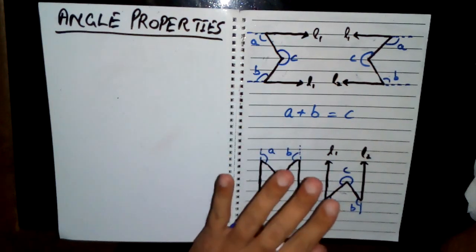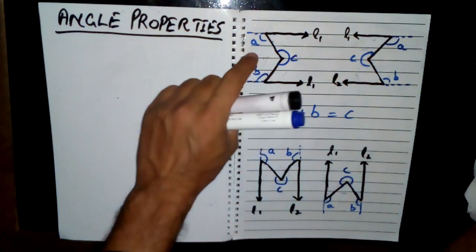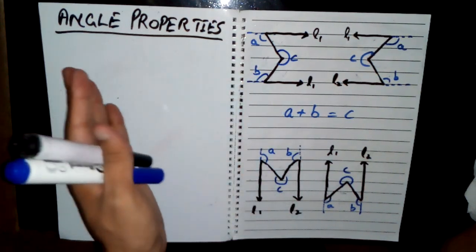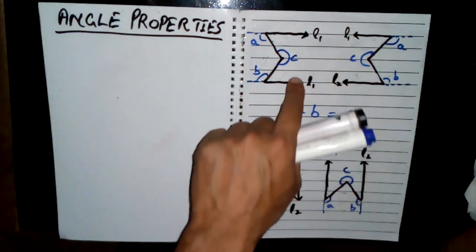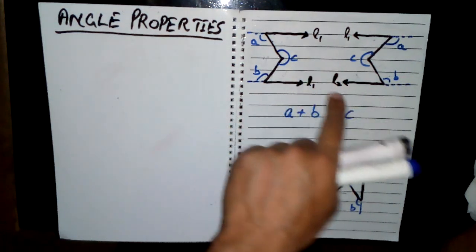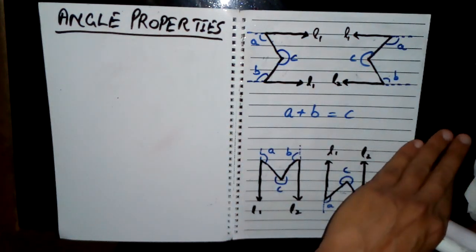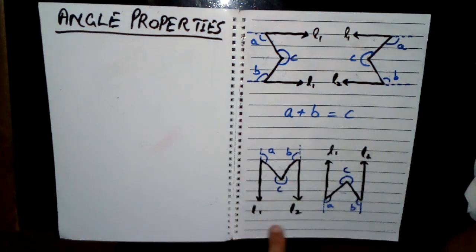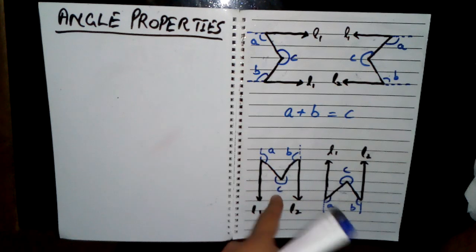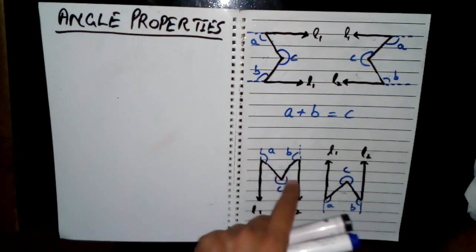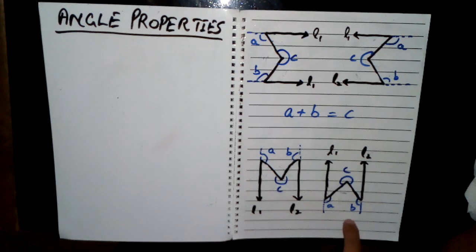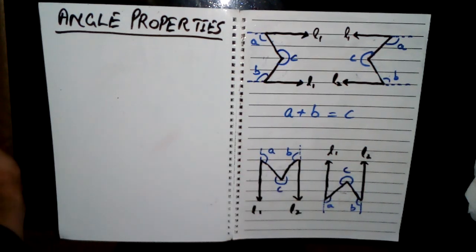So the property remains the same, but you have to make sure that if A and B are on the left side, then the sum of A and B will be on the right side. If A and B are on the right side, the sum will be on the left side, that is C. C equals A plus B. And like in this example, A and B are on the upward side, so C should be on the downward side, while when A and B are on the downward side, C will be on the upward side.